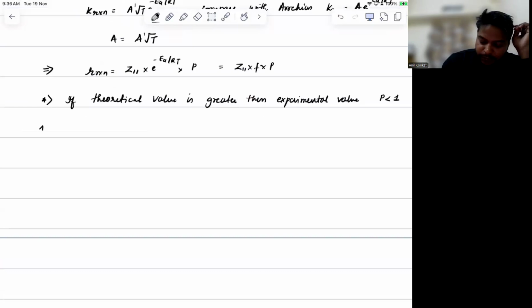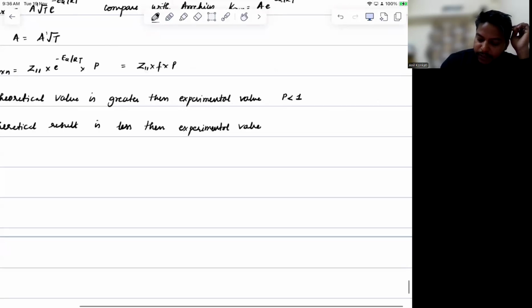Second, if theoretical result is less than experimental result, experimental value, then P has to be greater than 1.